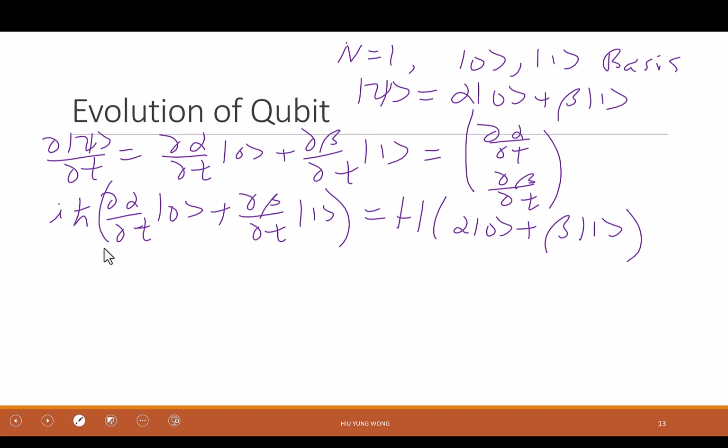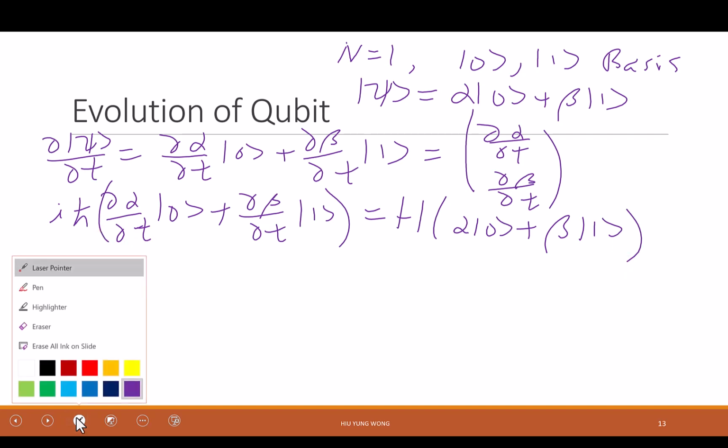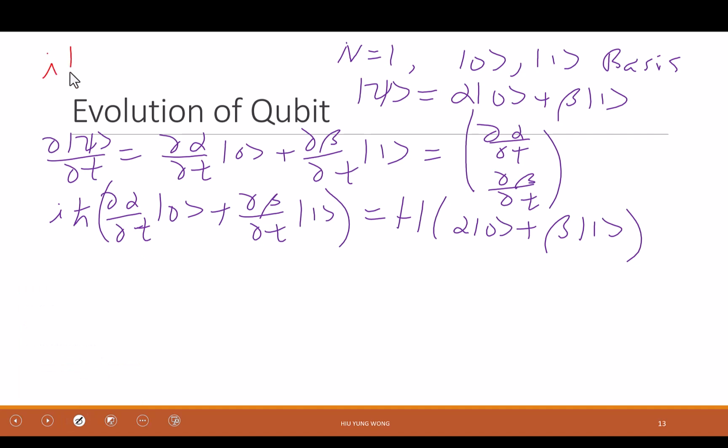What I'm doing here is I just use the Schrodinger equation. Earlier I showed you the Schrodinger equation: i h bar partial psi partial t equals h psi, right? Remember? The rate of change of the state is proportional to h times psi. So now I have i h bar. I substitute the psi, which is alpha 0 plus beta 1. So that's why I write partial alpha partial t 0 plus partial beta partial t 1. The other side, I just write it as it is, because h times psi is alpha and beta.